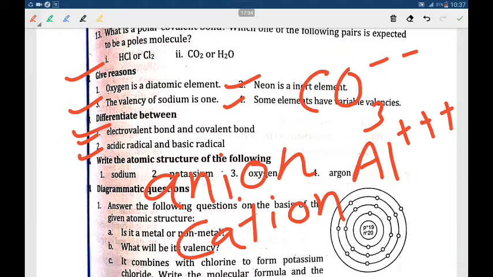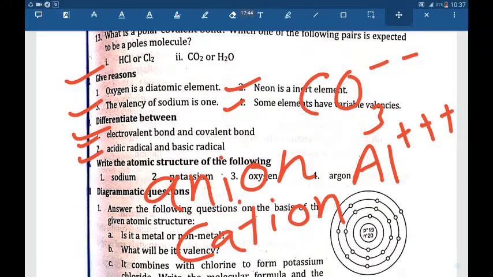The exercise of classification of elements, question answers, give it between. So complete it and submit to me.